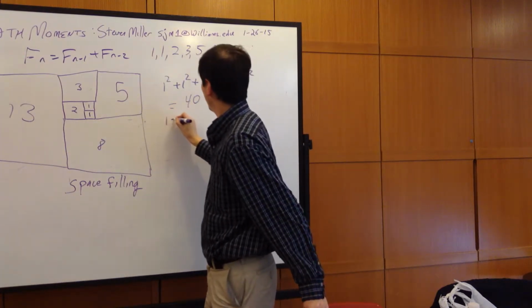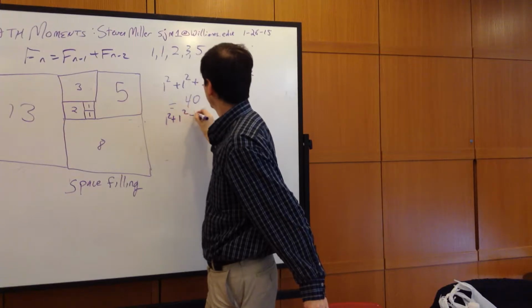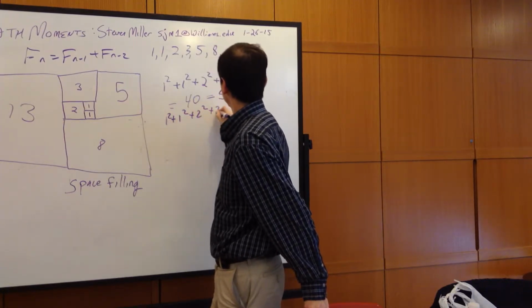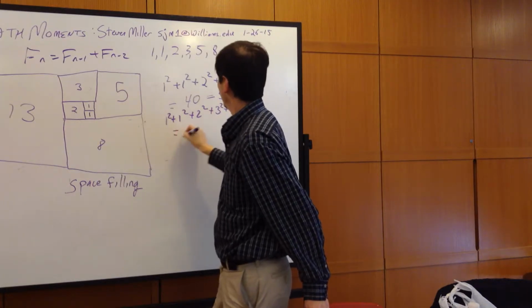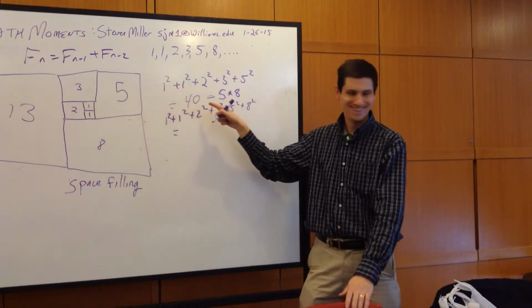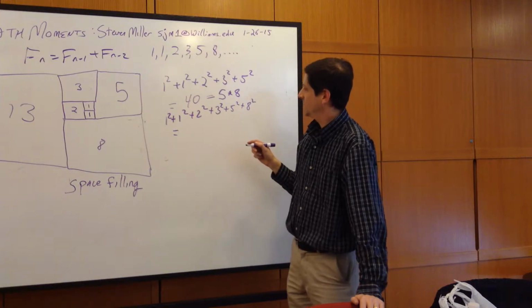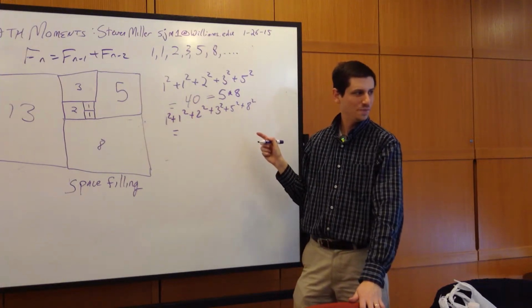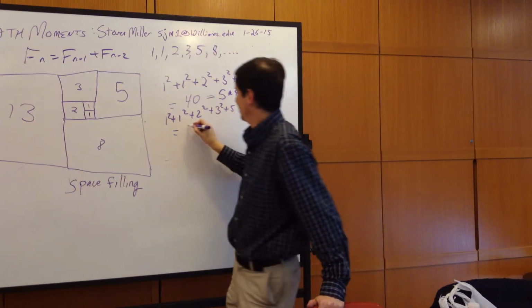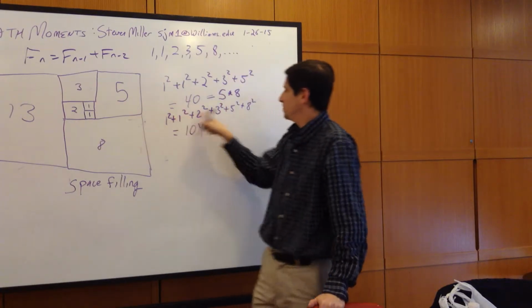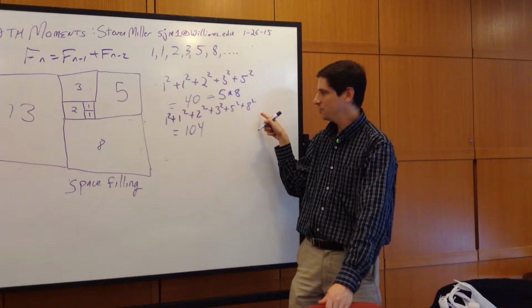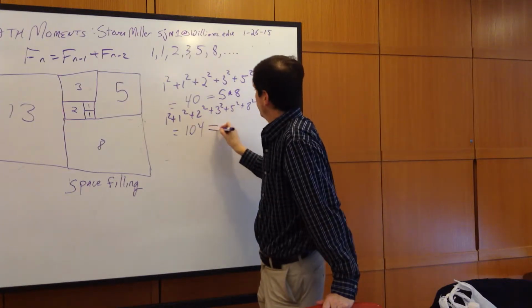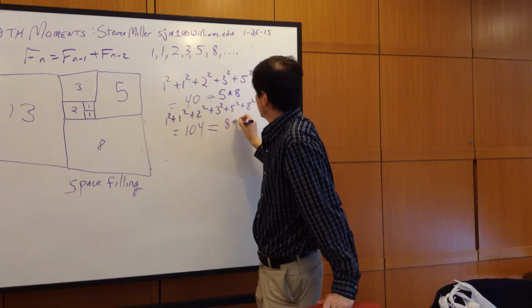So let's do one more. 1 squared plus 1 squared plus 2 squared plus 3 squared plus 5 squared plus 8 squared. Well, right, because it's 104. I had 40 up to here, and now I'm adding 64. So it's got to be 104. And 104 is going to be 8 times 13.